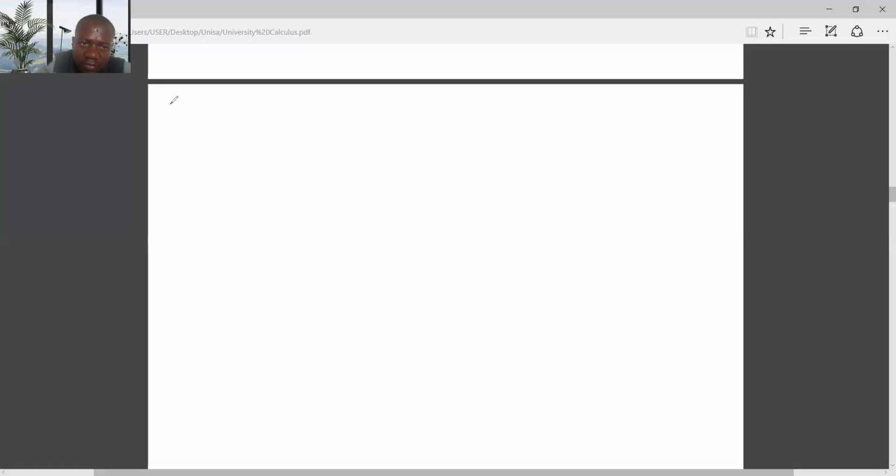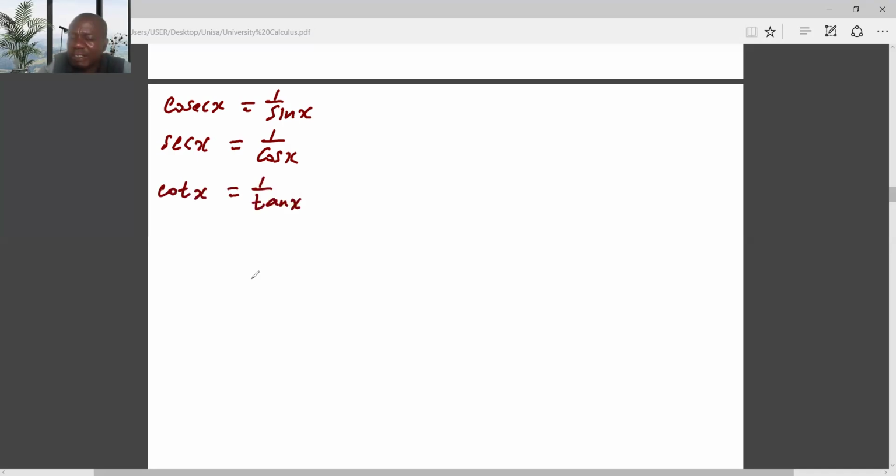So it means cosec x is 1 over sine. Sec x is 1 over cos. Cot x is 1 over tan. Very important. And don't forget, tan is sine over cos. Okay? Now, let's do this.